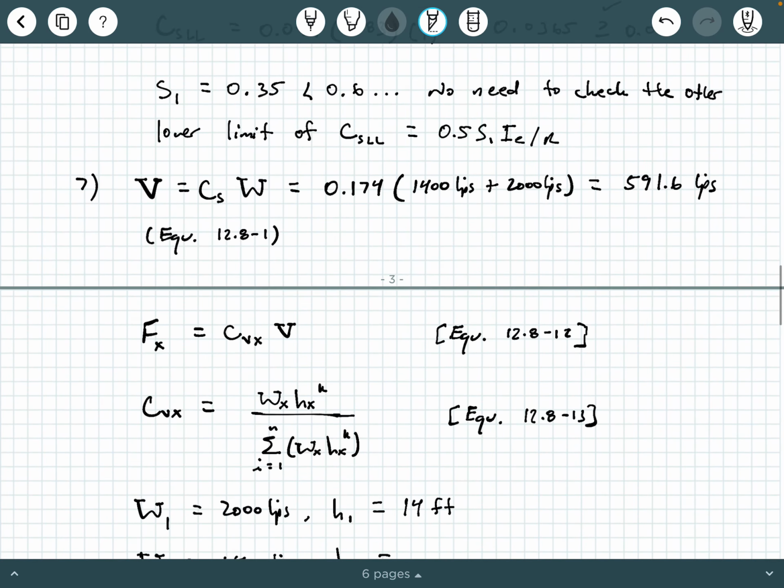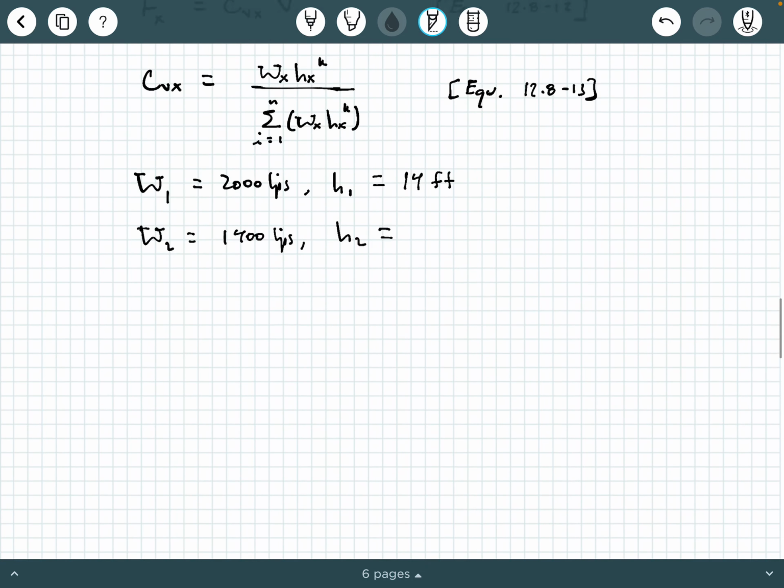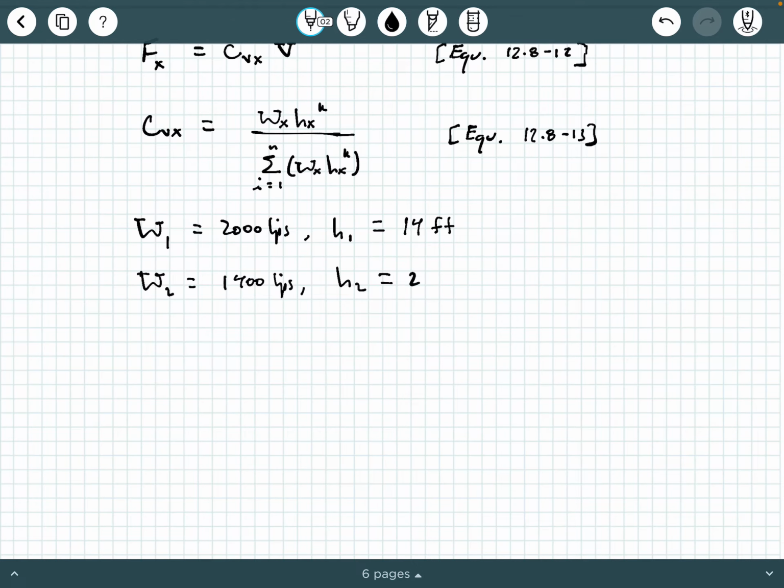It's going to be 26 feet. So I'm going to come back here. I'm going to say H2 is 26 feet. Okay, so I'm going to go ahead and calculate this denominator first. I find that calculating the denominator first is pretty helpful.